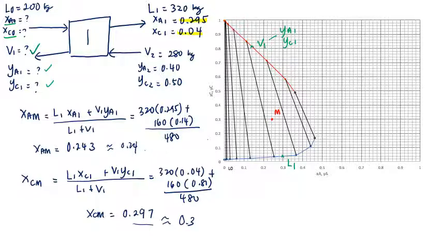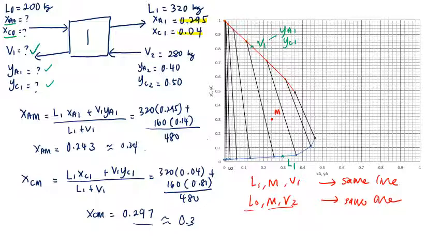And then, so what do we do next? You know that M must be in between the lines of L1 and V1, and L1, M, and V1 are in the same line. And also L0, M, and V2 are on the same line. So you can refer back to the lecture notes. So here we got point M. If we know point V2, and if we connect point M and point V2, we can get the point L0. So let's do that.